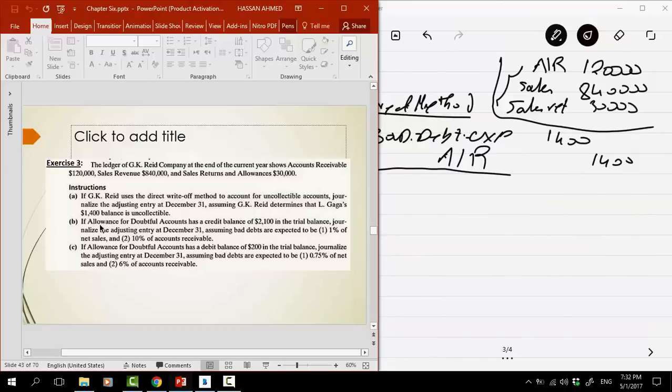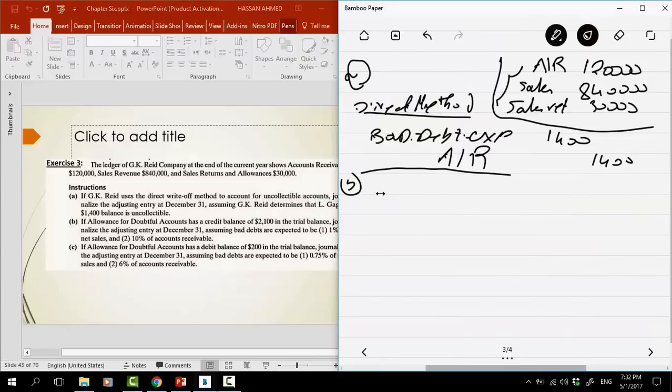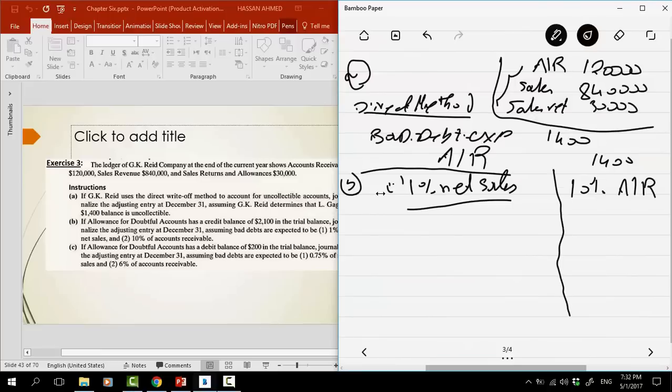Okay. B. If the ADA has a credit balance of 2,100, prepare the journal entry, or journalize the adjusting entry, at the year end. He wants to make an estimation. Assume, in the first case, a percentage of 1% from net sales, and in the second, 10% from accounts receivable. These are two unrelated problems.